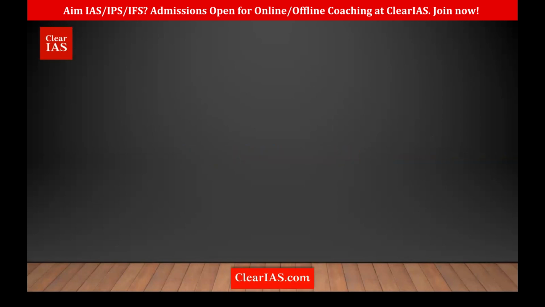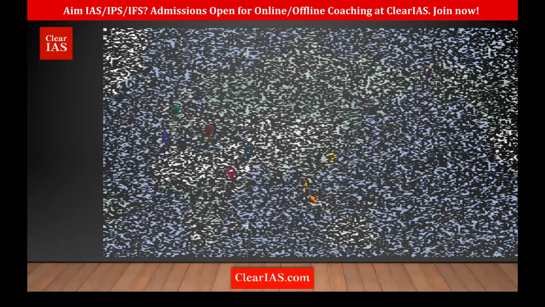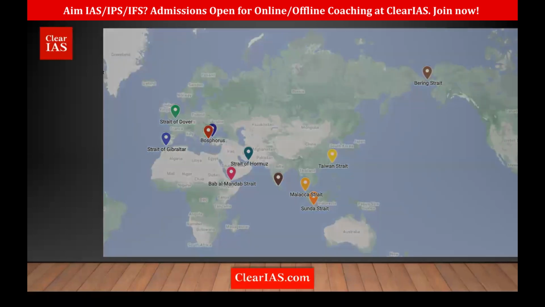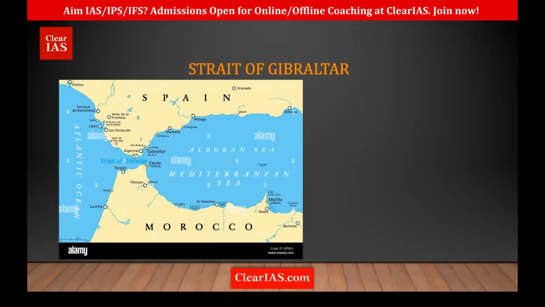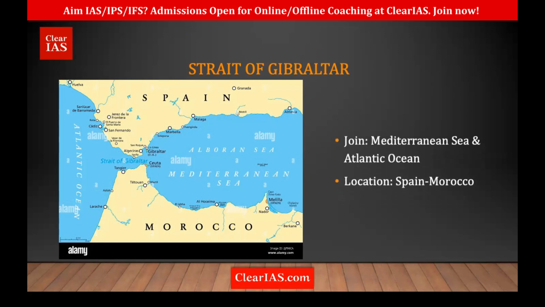Next, the Strait of Gibraltar. It is between Europe and Morocco. The water bodies it connects are the Mediterranean Sea on one side and the Atlantic Ocean on the other. You can see here, the countries which border it are Spain and Morocco. Remember, Gibraltar is under the control of the UK. So Spain and Morocco on one side, the Mediterranean Sea, and on the other side the Atlantic Ocean.